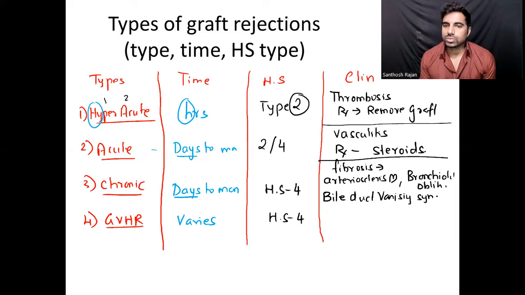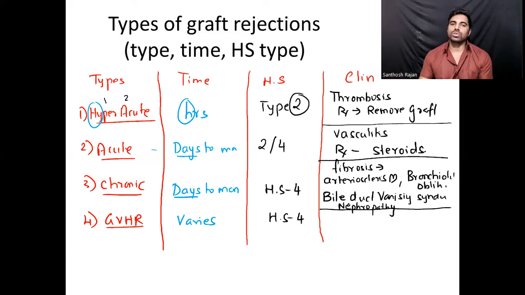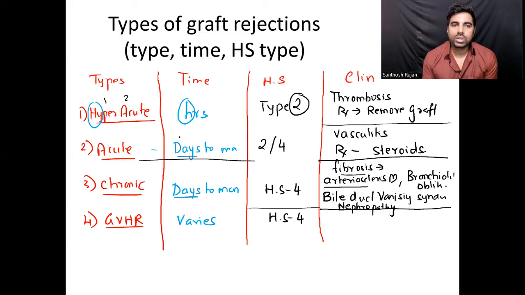Bile duct vanishing syndrome, okay, and nephropathy also. These are the important features. Of course this is very dangerous, and it has to be treated immediately. We're talking about the graft: acute is vasculitis, hyperacute is thrombosis, and chronic means any chronic condition, it's fibrosis.